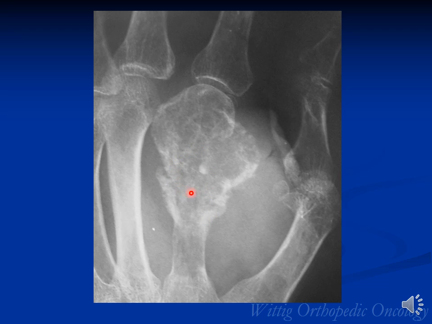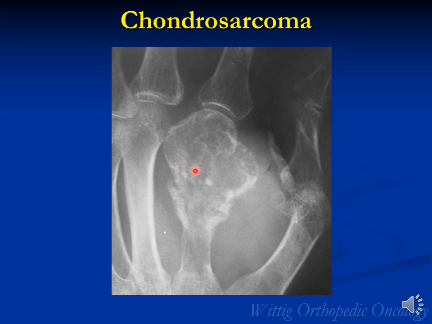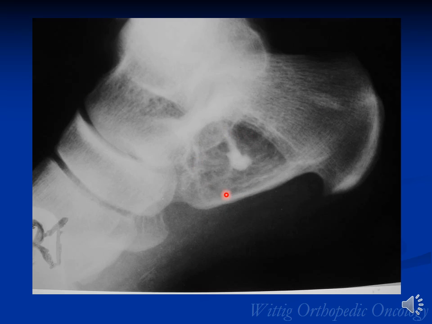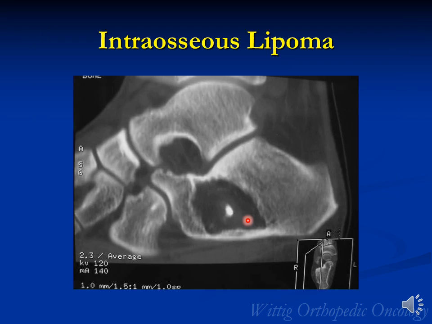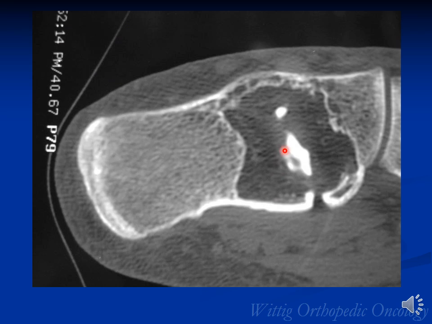Here are various stippled, flocculent, and ring and arc calcifications that would place us in the category of a cartilage tumor. One would think that this is a malignant cartilage tumor based on the fact that it's extending extraosseously. And this was a chondrosarcoma. This is an intraosseous lipoma where probably some of the fat has undergone necrosis and has resulted in calcium deposition. This is very discernible on the CAT scan. And here's another CAT scan image showing you the calcium deposition.